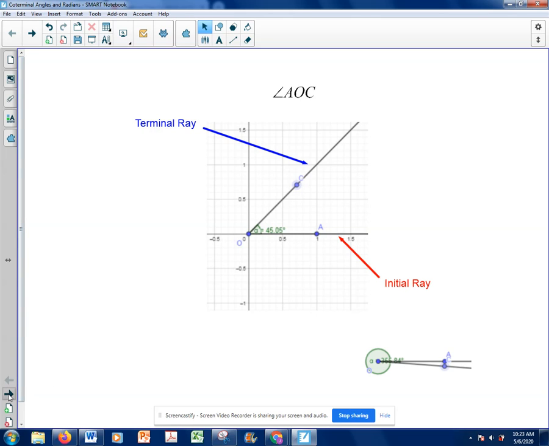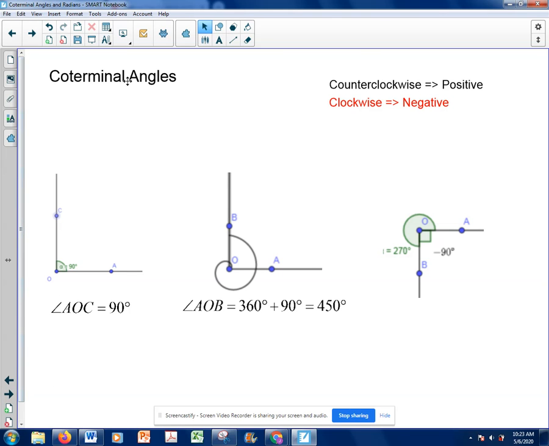Taking us to the next slide, we got coterminal angles. Now we have to pay attention to which direction things are going. If it goes counterclockwise, the opposite way of the clock, going from positive x to positive y, we're going this way. That's counterclockwise. That's a positive angle. And if we go clockwise down this way, it's negative. So AOB in this picture is negative 90, whereas AOC over here, we're going this way, that's a positive 90.